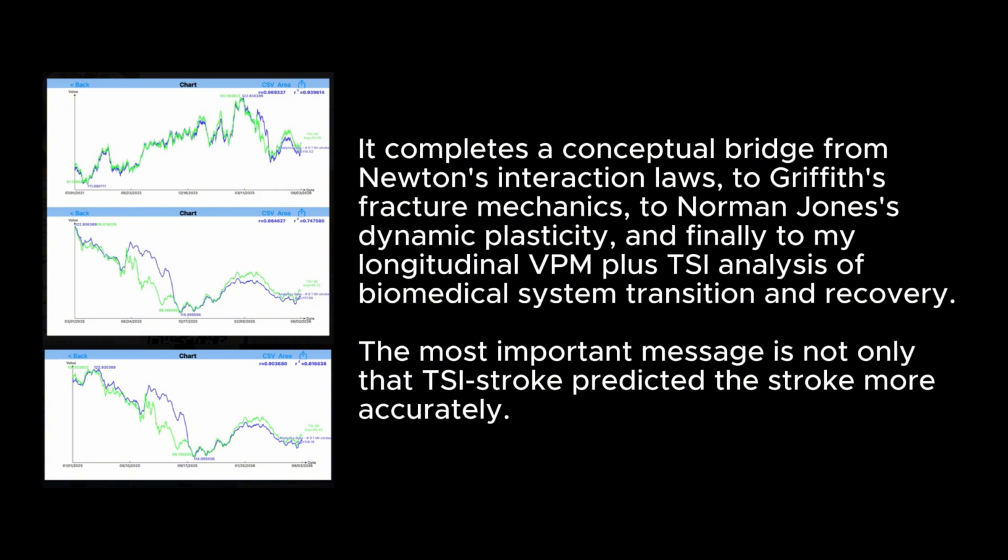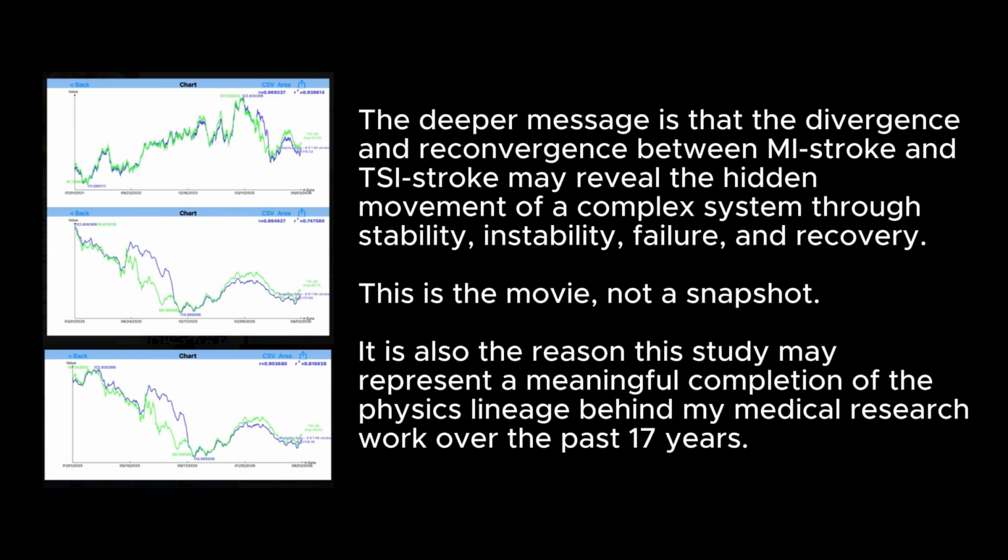It completes a conceptual bridge from Newton's interaction laws to Griffith's fracture mechanics to Norman Jones's dynamic plasticity, and finally to my longitudinal VPM plus TSI analysis of biomedical system transition and recovery. The most important message is not only that TSI-stroke predicted the stroke more accurately. The deeper message is that the divergence and reconvergence between ME-stroke and TSI-stroke may reveal the hidden movement of a complex system through stability, instability, failure, and recovery. This is the movie, not a snapshot. It is also the reason this study may represent a meaningful completion of the physics lineage behind my medical research work over the past 17 years.